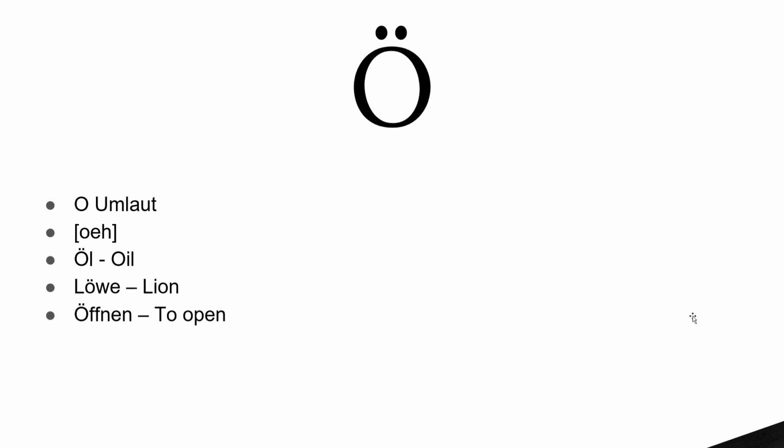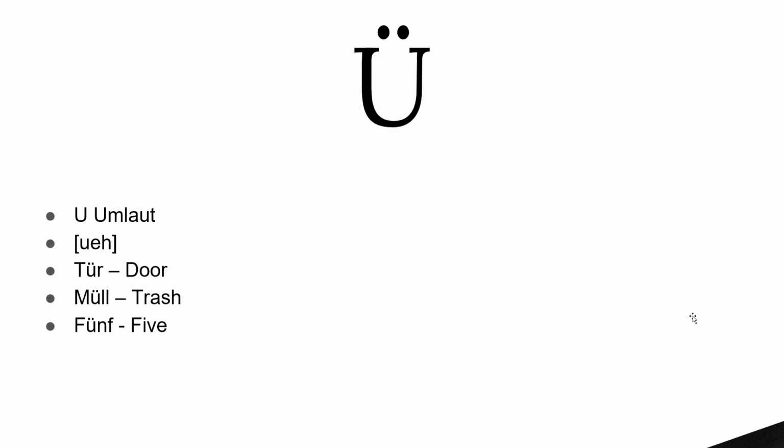Löwe. Löwe means lion. And öffnen. Öffnen means open. The last letter of the umlauts is U umlaut. This letter is pronounced Ü. To get the sound, start with a normal U and then make your lips even closer to each other. Ü.